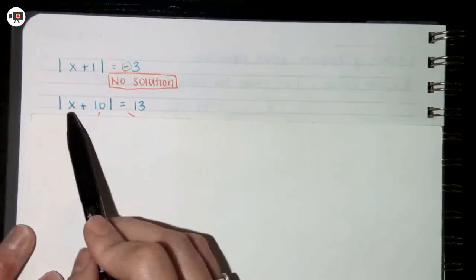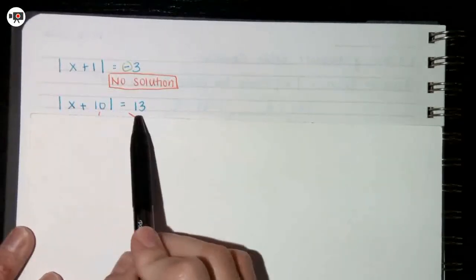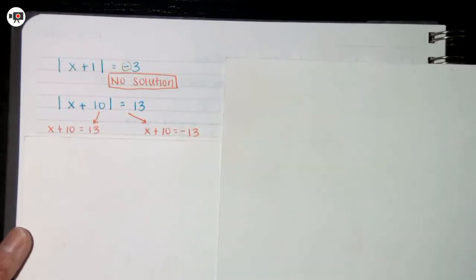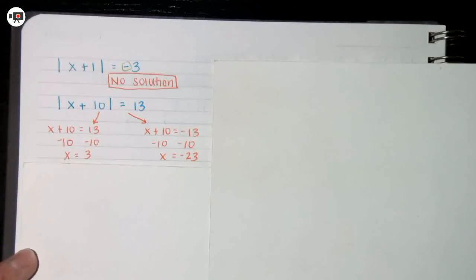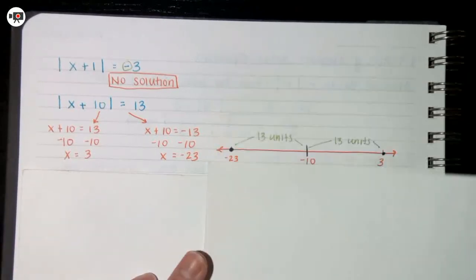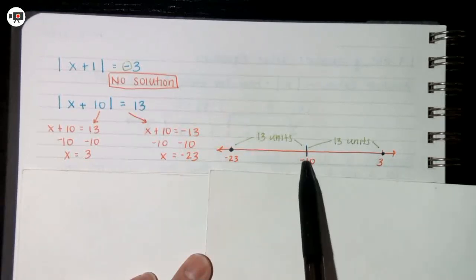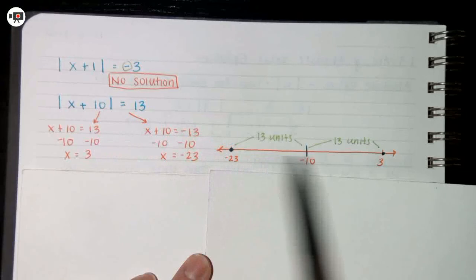Now let's solve |x + 10| = 13. Split it into two different equations and solve for x. And we get x = 3 and x = negative 23. Those are each 13 units away from negative 10. So this is our graph here.